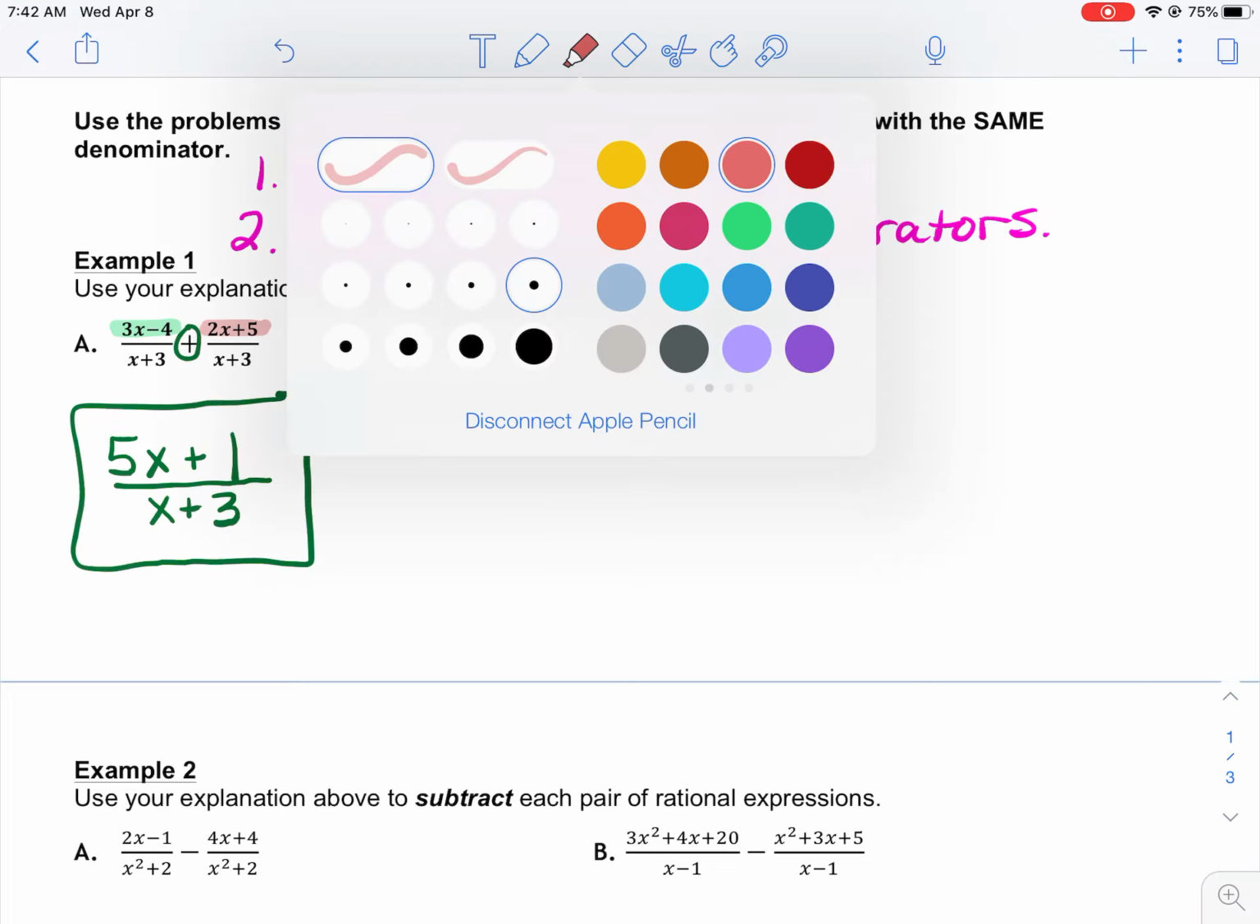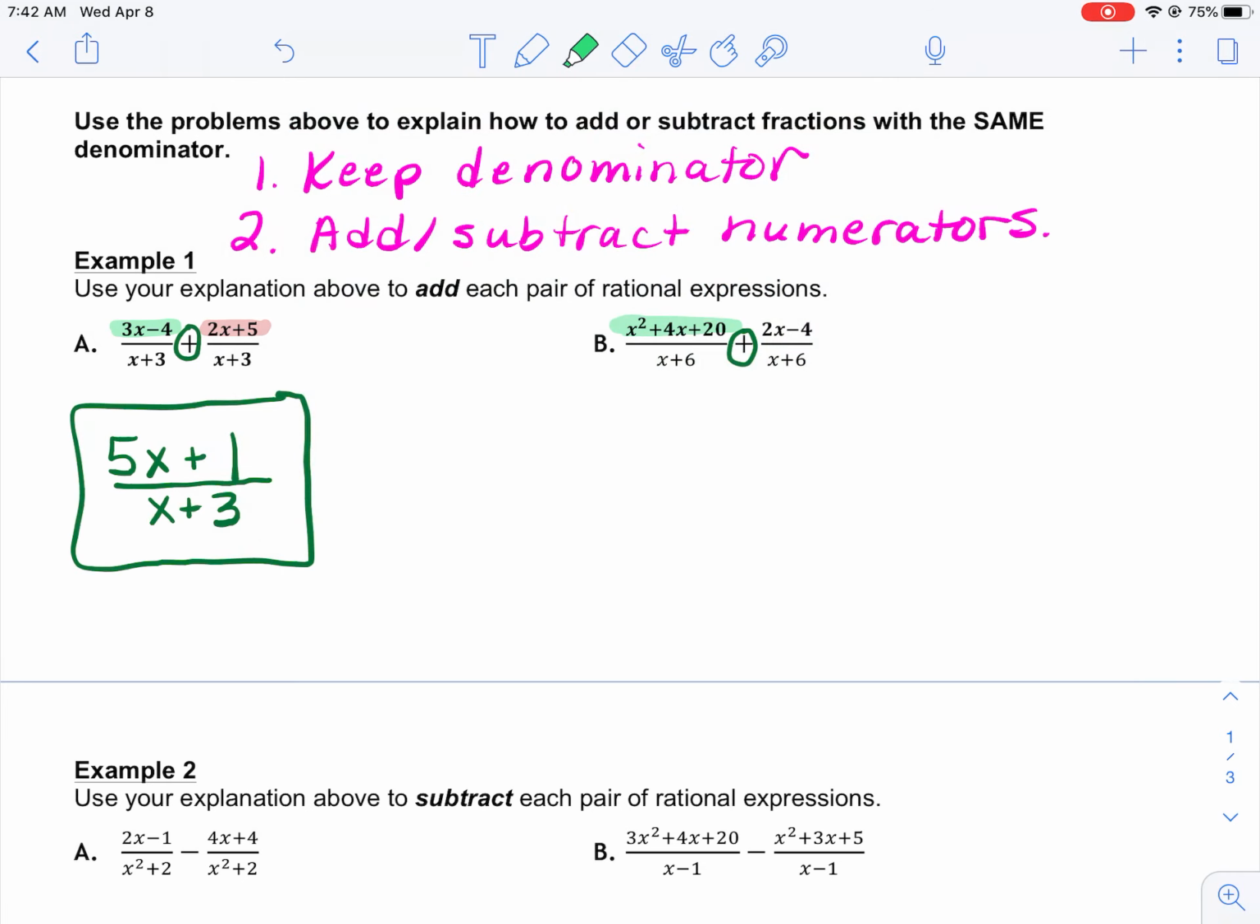Okay, so the next problem, we're adding again. This time we're going to add x squared plus 4x plus 20 and 2x minus 4. Okay, so we keep the denominator the same. Denominator is x plus 6. And now x squared does not have a like term to go with, so we're going to start our answer with x squared. But then we have 4x plus 2x, which is 6x. And then we have 20 plus negative 4, which is 16.